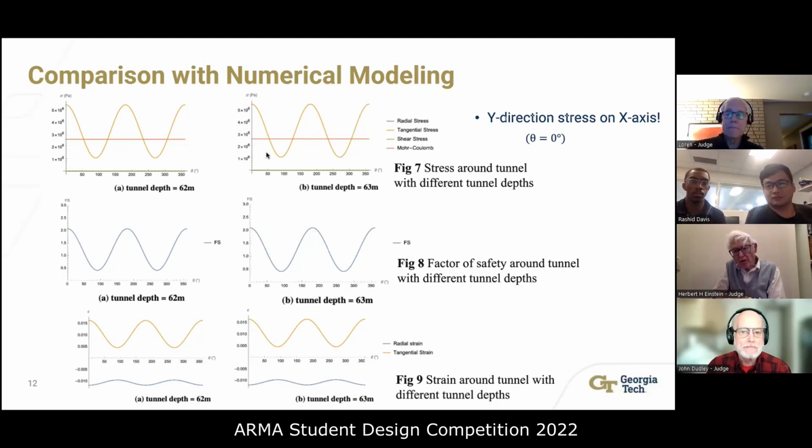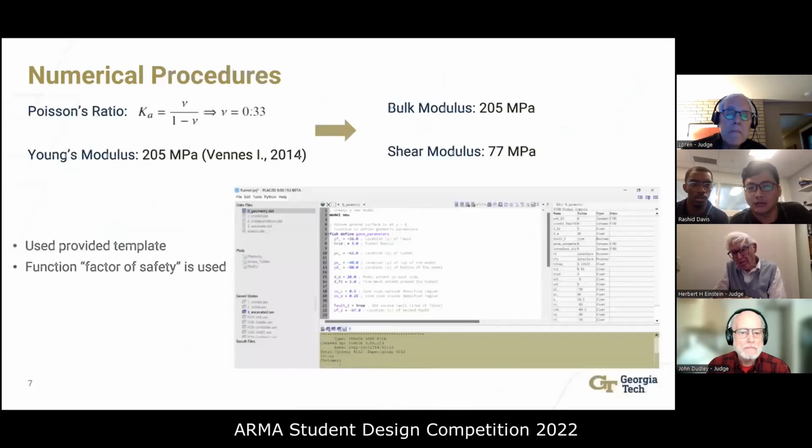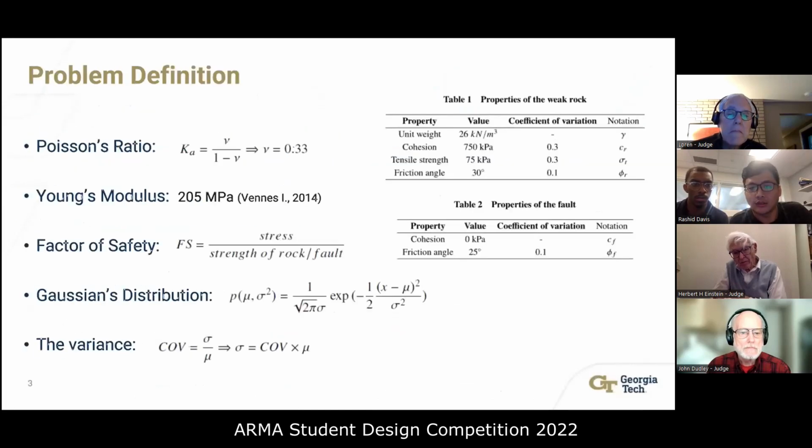Why did you choose Ka and not K naught? Sorry? Why did you choose, for the lateral stress determination, Ka and not K naught? Okay, so actually the K here is the given value. In the problem we're given that the horizontal stress is between 0.4 and 0.6 of the vertical stress. Yeah, but why Ka and not K naught?